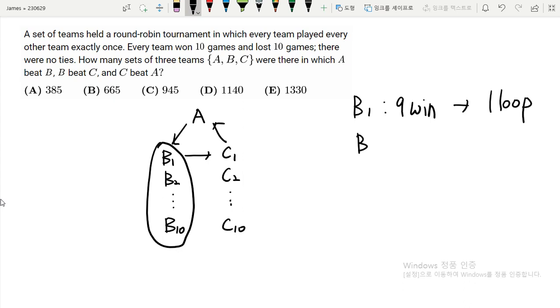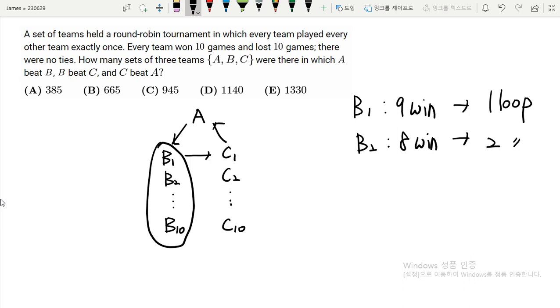And let's go to B2. Because B2 is lost by B1, the maximum number of wins within this group for B2 is 8. But B2 also needs to win 10 games. So that means B2 needs to win B2 teams in the C League. So in such case, we can make these loops two ways. So there will be 2 loops.